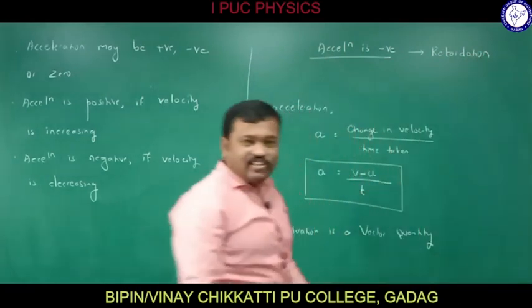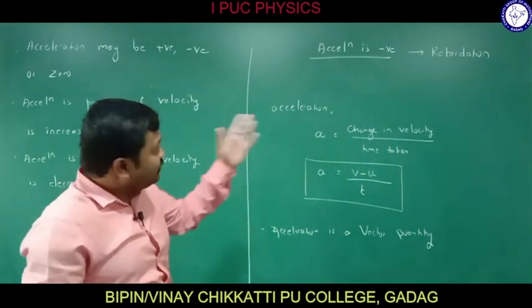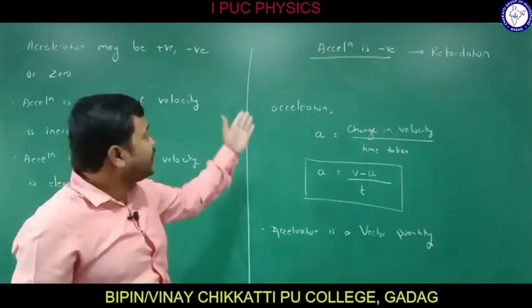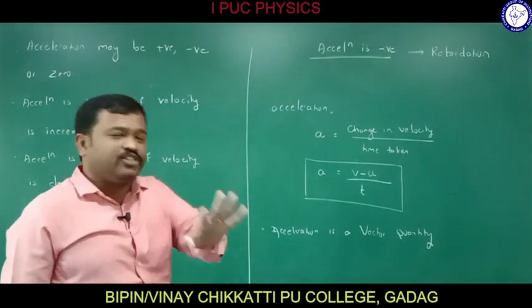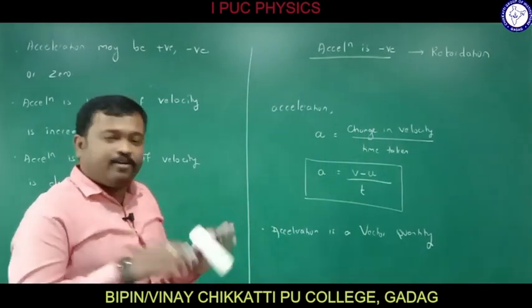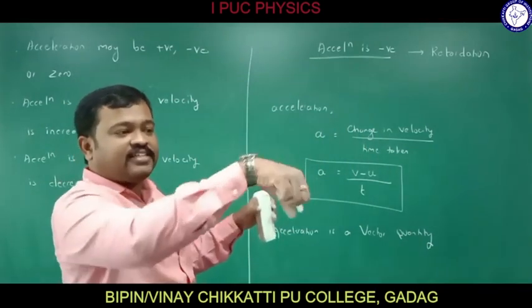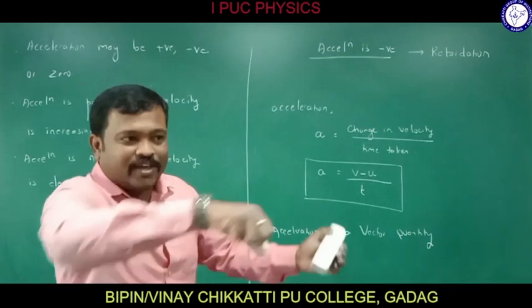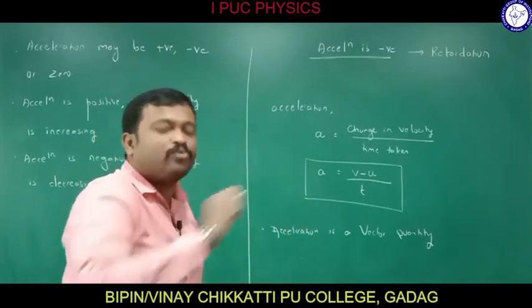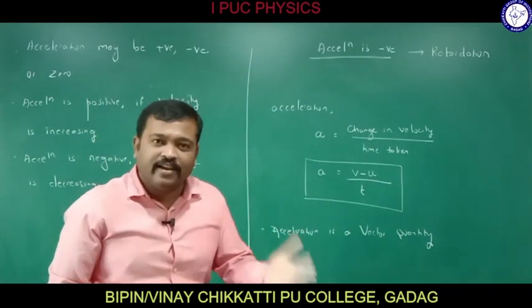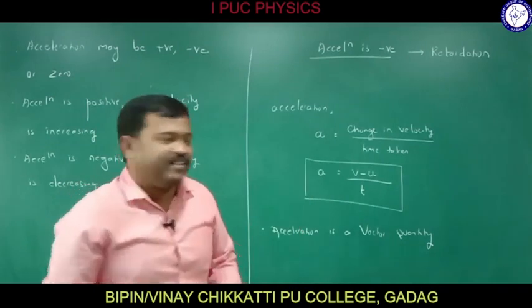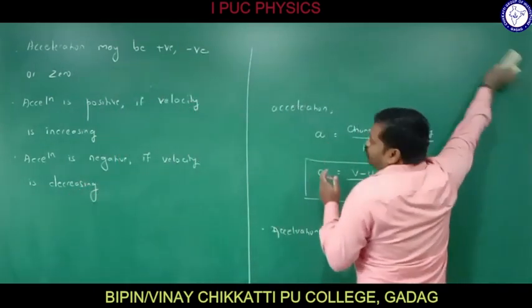So what is retardation? We are decreasing the speed, right? Negative acceleration is also called retardation. Let me call it like this: if you are increasing, let me call it accelerating. If you are decreasing, let me call it retarding. So acceleration, retardation. What is retardation? Retardation is negative acceleration, all right? Do understand this word. What is the meaning of retardation?